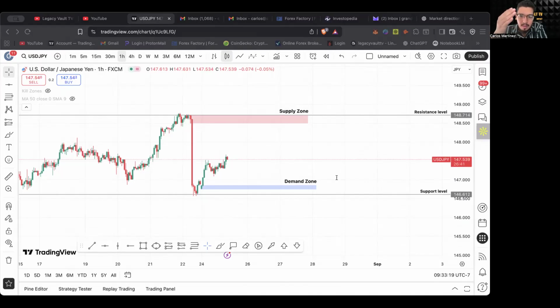Support and resistance levels are more commonly used by retail traders, whereas supply and demand zones are focused on institutional traders. They focus on order flows and imbalances. Supply and demand zones focus on institutional order flows and imbalances. Those are the key differences. And the more you study this, the more you guys will spot this.